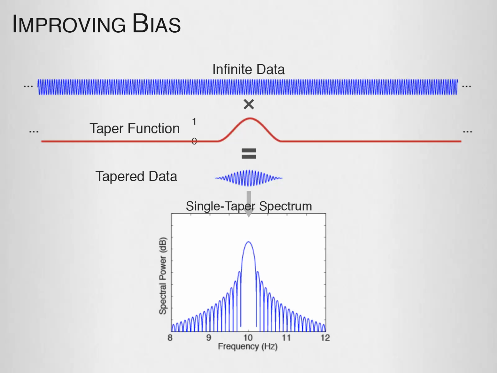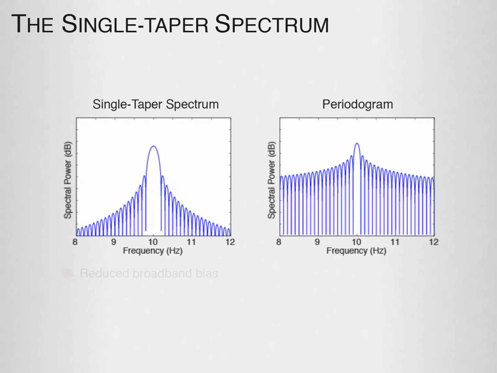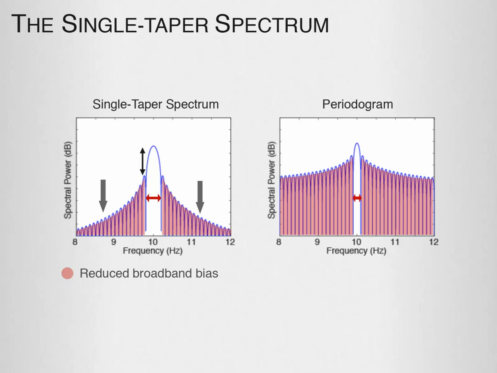This is the single taper spectrum. This approach greatly reduces the broadband bias by pushing down on these side lobes and concentrating the power more within the main lobe. This also serves to increase the difference in power between the main lobe and the closest side lobes, helping us to better distinguish the main lobe frequency. However, this isn't perfect. This is occurring at the cost of broadening the main lobe. We are decreasing the broadband bias, but at the same time, we are increasing the narrowband bias.